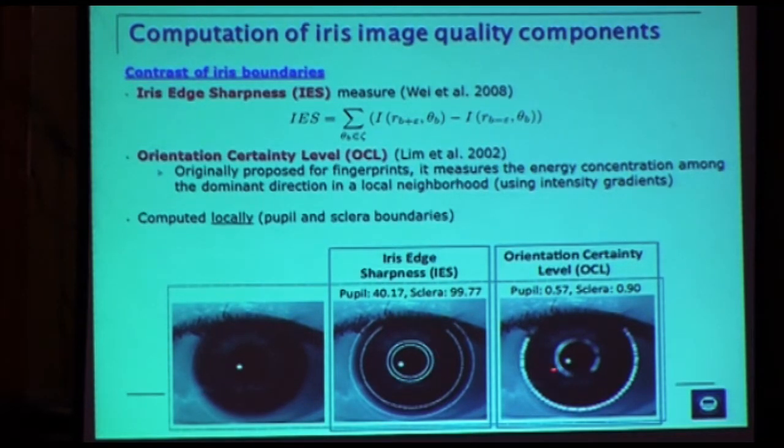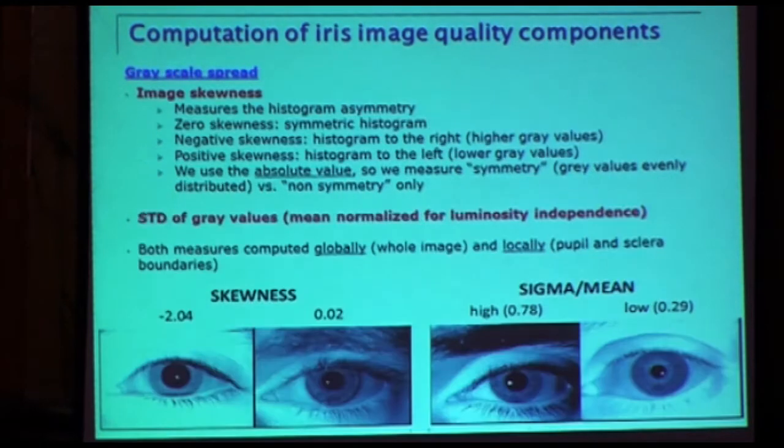Here we can see two examples of these two measures of iris edge sharpness and the orientation certainty level. Here we can see the value of this measure at the blocks around the boundary, and we average this measure around the whole boundary. This is only computed locally, of course. We also measure the grayscale spread using two measures here, the skewness of the image.